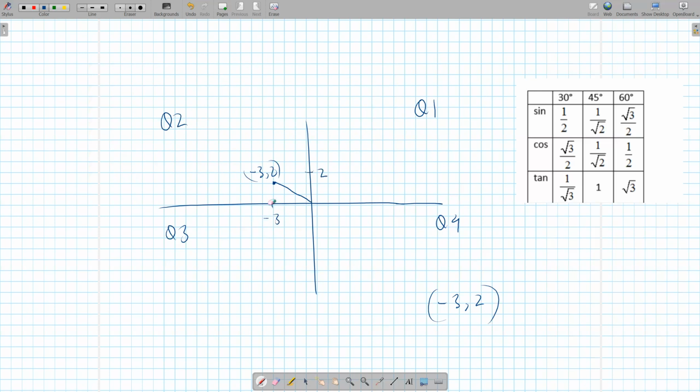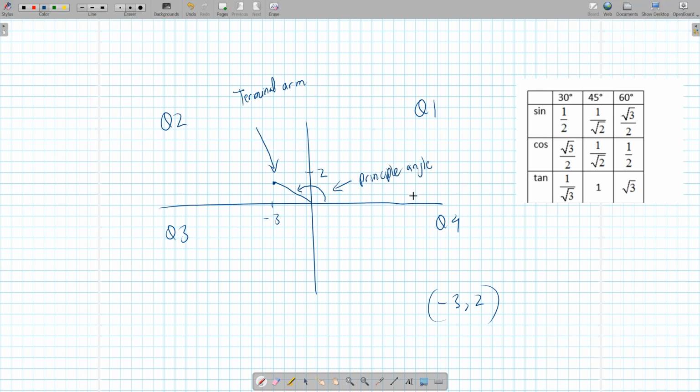You see this line here? This line is called the terminal arm. The thing that brings you from the origin to the point, that's called the arm, okay? Okay. You see this angle here? That goes counterclockwise from the x-axis to that line. That is called the principal angle.